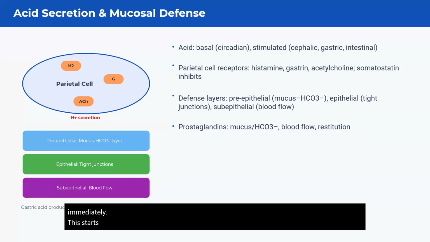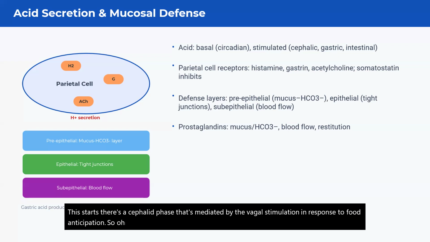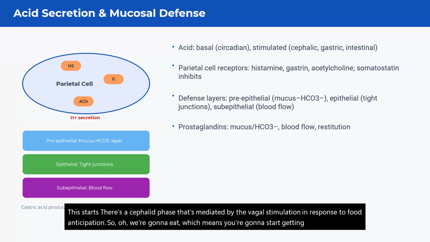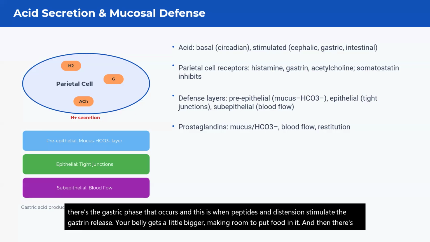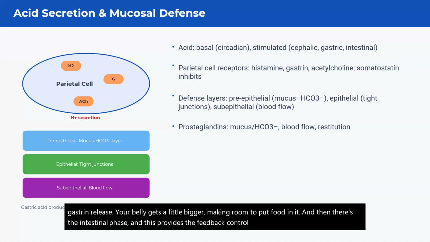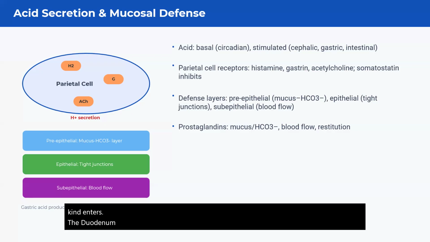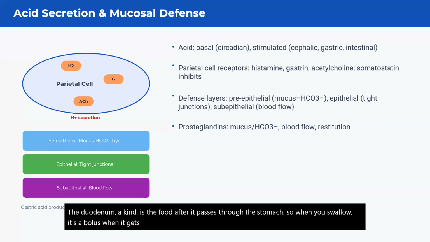There's a cephalic phase that's mediated by vagal stimulation in response to food anticipation. So, oh, we're going to eat, which means you're going to start getting hungry. Then there's the gastric phase, and this is when peptides and distension stimulate gastrin release. Your belly gets a little bigger, making room to put food in it. And then there's the intestinal phase, which provides feedback control to slow acid secretion as the chyme enters the duodenum. The chyme is the food after it passes through the stomach. When you swallow, it's a bolus. When it gets through the stomach, it's called chyme.